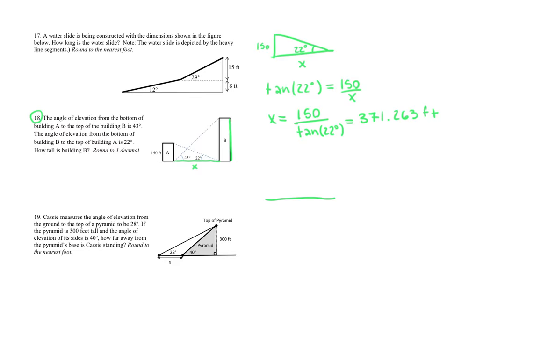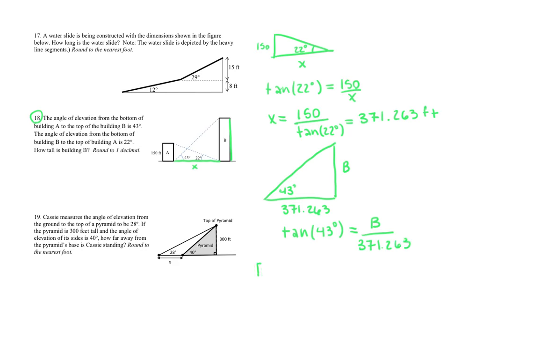Okay, great. Now that we know that bottom distance, now we can draw our other triangle that includes the building b. So this will be that 371.263. We're trying to find this height b, and we're told that this angle of elevation is 43 degrees. Okay, so then I think we'll set up another tangent equation. We'll have tangent of 43 degrees equals that opposite side b over my adjacent side, 371.263.